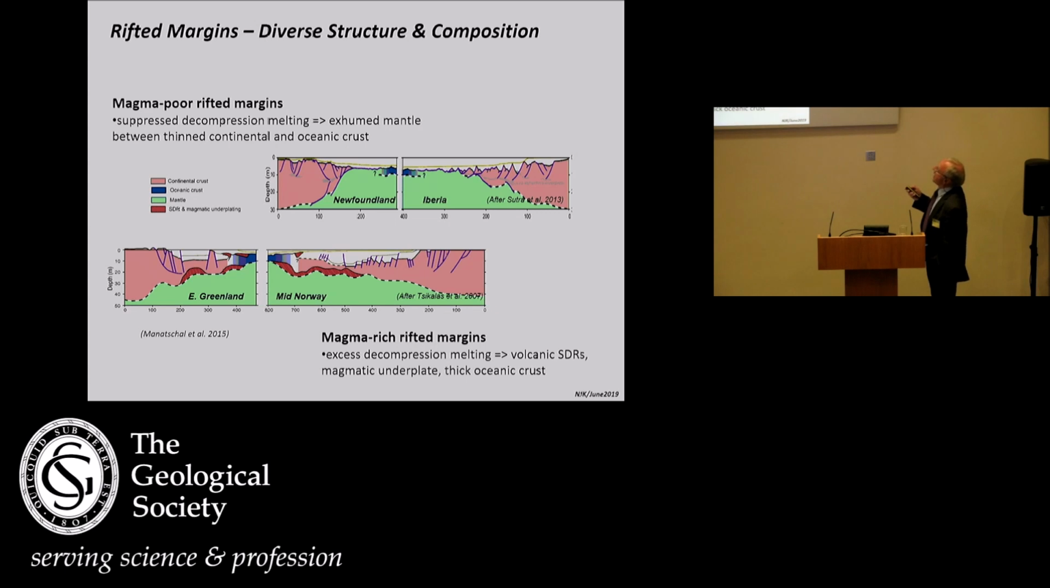Rifted margins, we now know, show a very diverse structure and composition. At one extreme, we've got magma-poor rifted margins, where we have suppressed decompression melting. We get exhumed mantle between thin continental and oceanic crust. At the other extreme, we have magma-rich margins where we have excess decompression melting. We get volcanic seaward dipping reflectors, extrusives, magmatic underplate, and usually we start the seafloor spreading with a very thick oceanic crust.